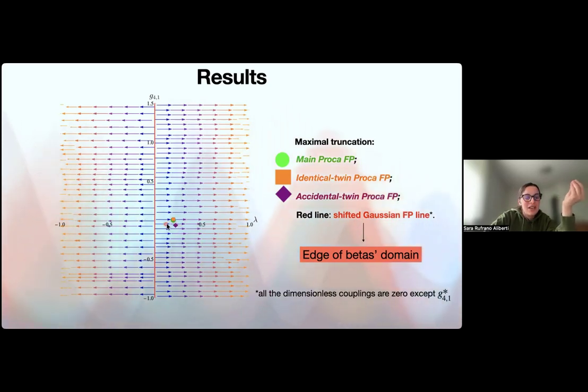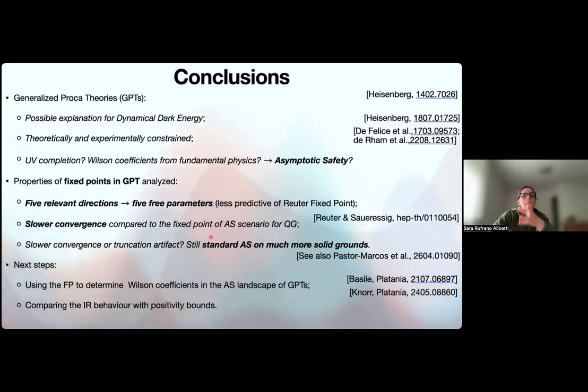Because as you can see here, for example, in this plane, the main Proca is given by the green circle here, and the identical twin, which is given by the orange square, overlaps with the main Proca fixed point. And here you will find the accidental twin Proca fixed point. So they are near to each other, actually, looking at the fixed point coordinates. Okay? So let me go to the conclusions.